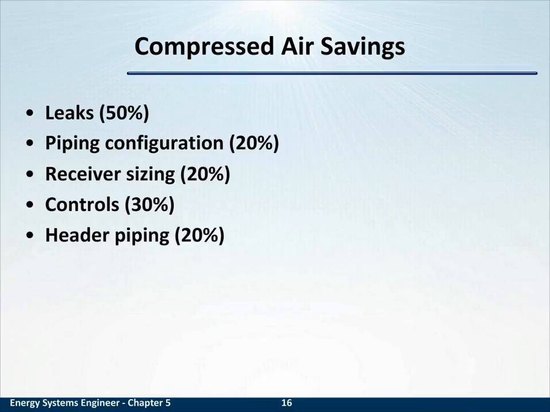20% had piping configuration problems, receiver sizing problems, header piping problems, and 30% had control system problems. And of course, the reason they add to more than 100% is because many people had more than one or two or three problems. So there are indeed a lot of energy saving opportunities with such a simple system. Let's look at what that system really looks like.